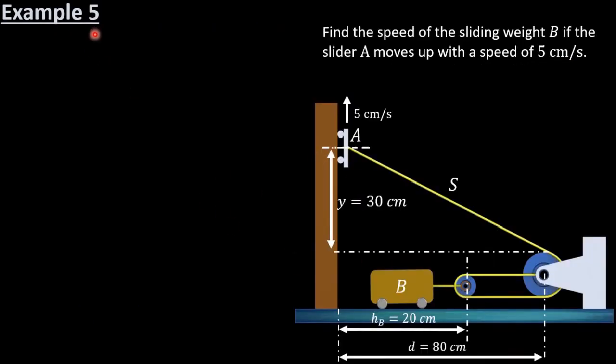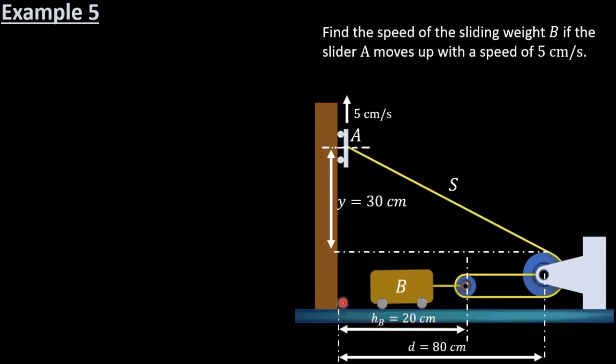So example 5. Find the speed of the sliding weight B. Okay, so there's our sliding weight. If the slider A, so here's slider A here, moves up with a speed of 5 centimeters per second. This time we're given speed as 5 centimeters per second. We can see here that the distance from this point here down to this line is 30 centimeters, so that's y equals 30 centimeters. And we're told that the length from the center of this pulley to this point is h sub b, which is 20 centimeters.